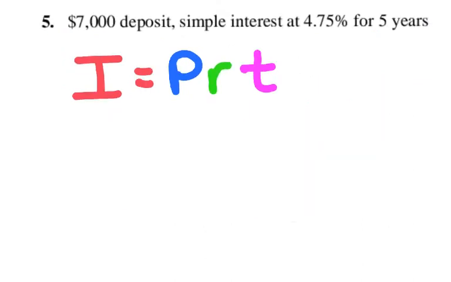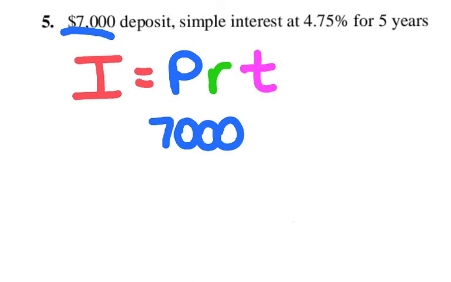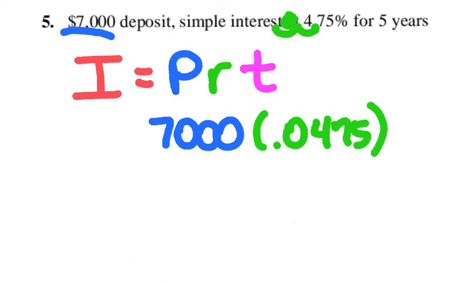Number 5 is asking for the simple interest, so you're going to write the formula I equals PRT. Your principal is the $7,000. Your rate is, when you move the decimal over 2 times, it becomes 0.0475. And then your time is 5 years.